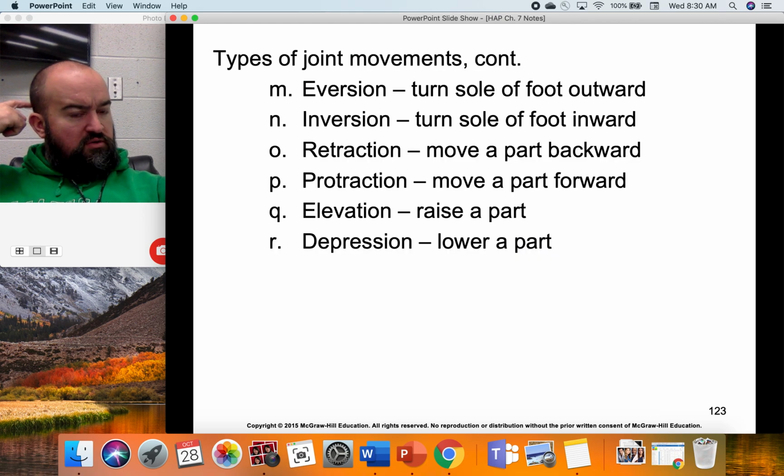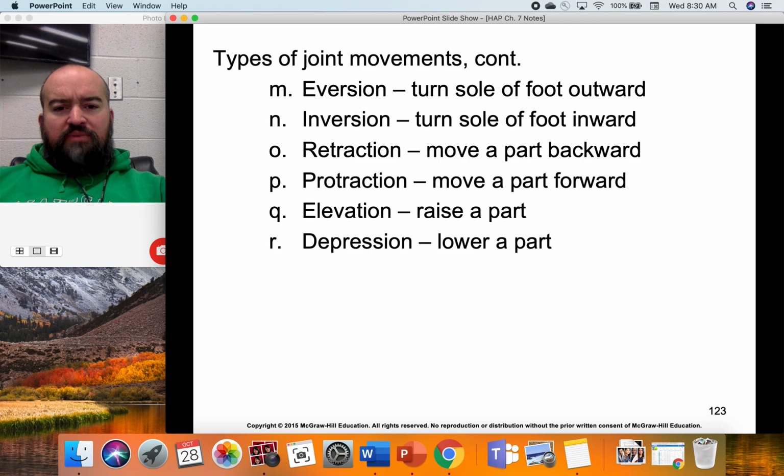Eversion is turning the sole of the foot outward. So it'd be like walking on the side where your pinky toe is. Inversion would be turning it inward, or excuse me, I'm saying that wrong. Eversion would be turning it outwards, so that'd be like walking on your big toe. Inversion would be on your pinky toe.